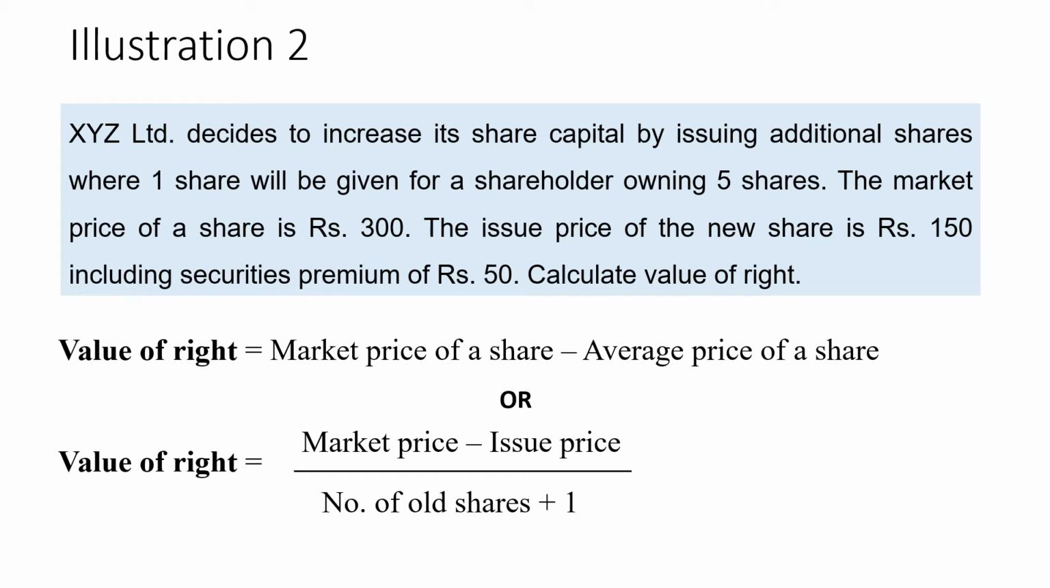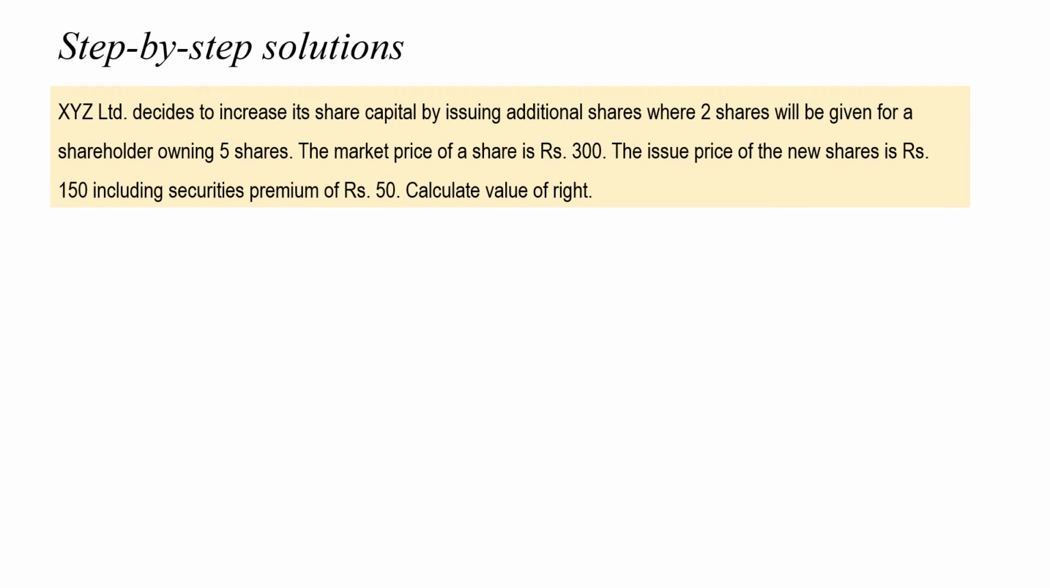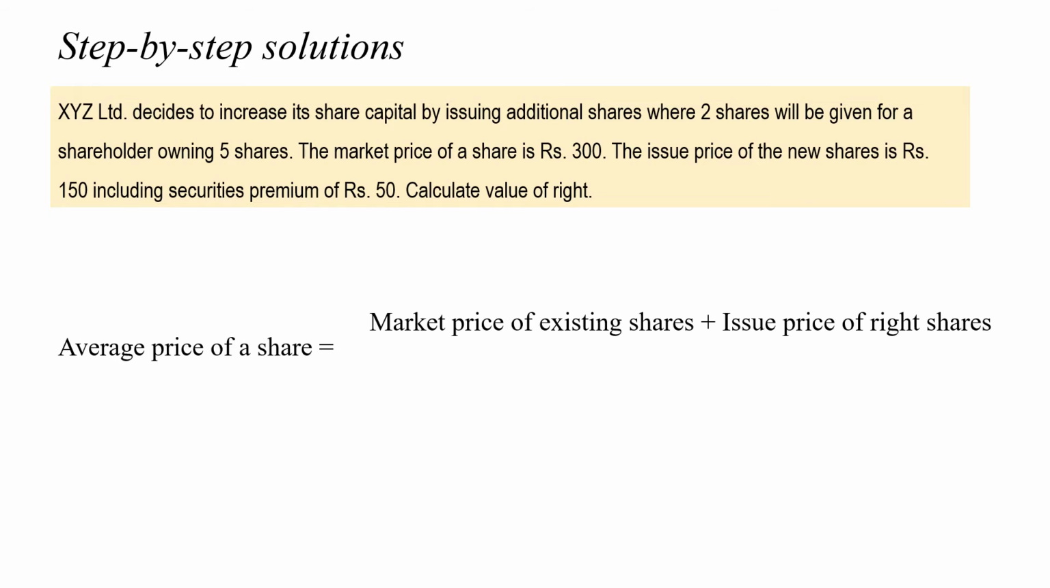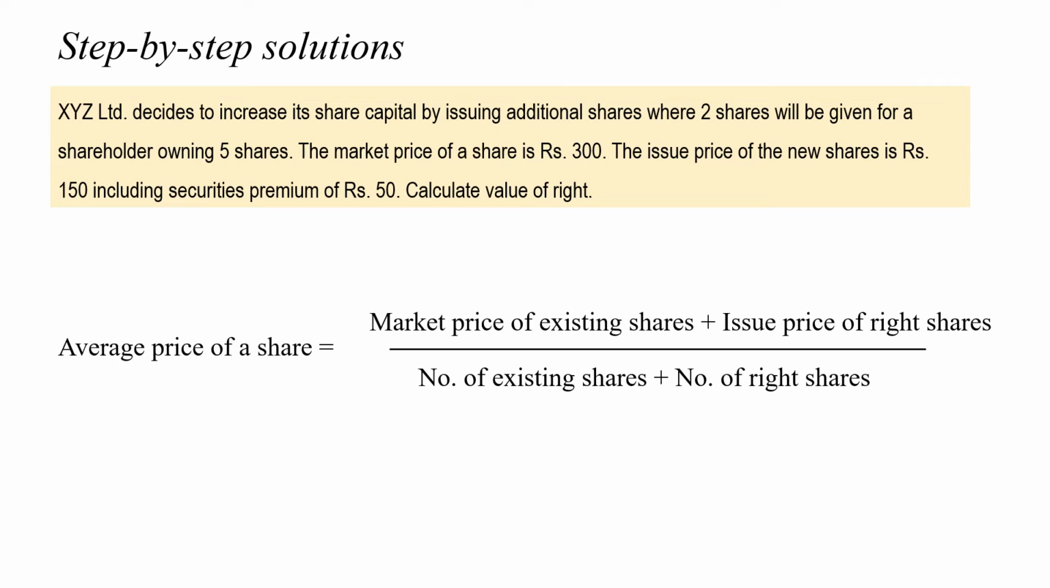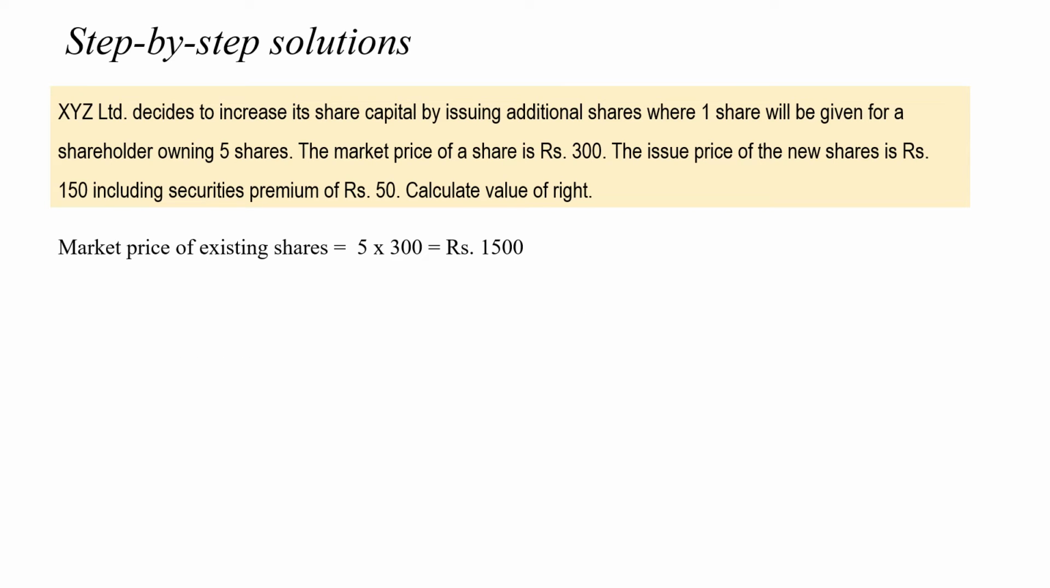We move on to the calculation. We need to derive the average price. So how do you arrive at the average price? You need to add the market price of existing shares with the issue price of the right shares and divide that by the number of existing shares and the number of right shares. So let's substitute. Market price of existing shares is equal to 5 multiplied by the market price. What is 5? The existing holding is 5. So if you hold 5 shares, you'll get 1. And if you're holding 10, you get 2.